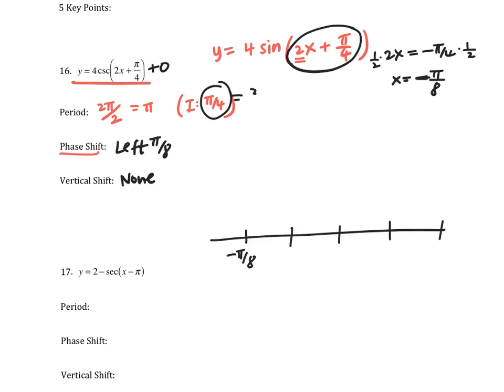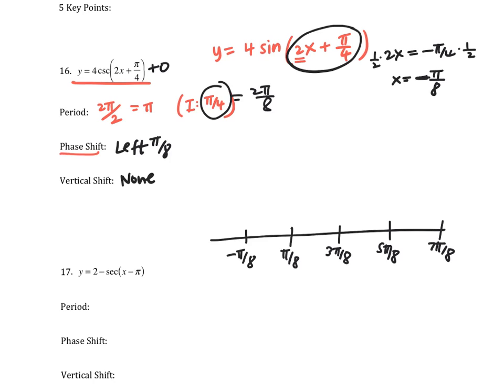So pi over 4 is the same thing as 2 pi over 8. I'm doing that so I can get a common denominator. Negative pi over 4 plus 2 pi over 8 gives me positive pi over 8. Then I get 3 pi over 8. If I add 2 pi over 8 to that, I get 5 pi over 8 and 7 pi over 8.